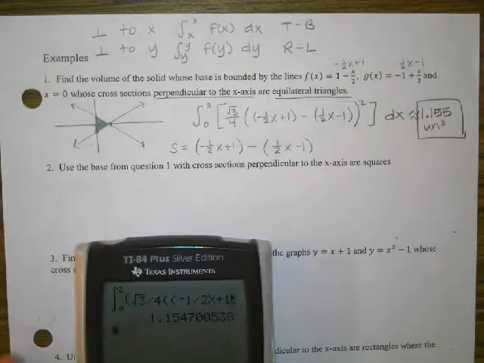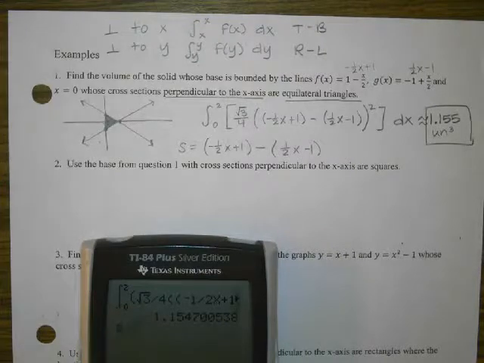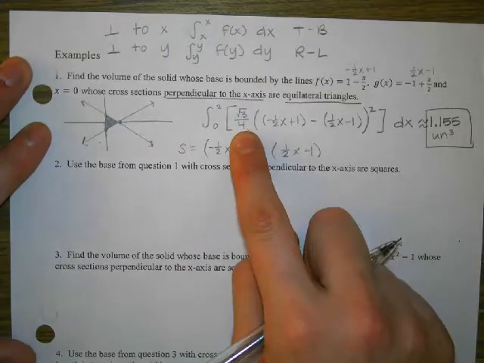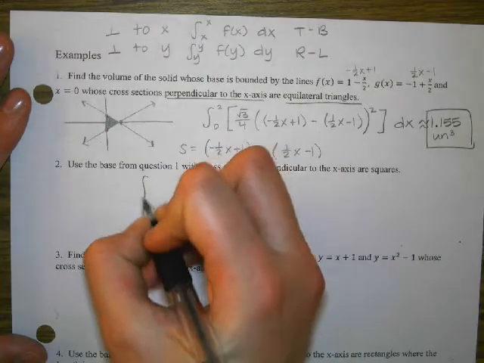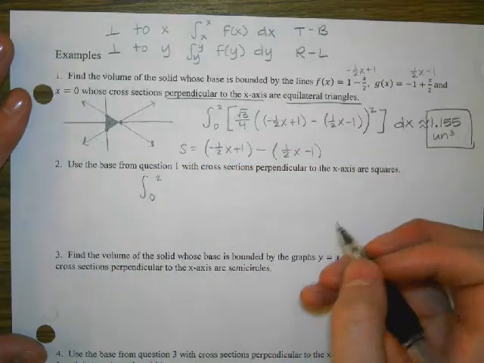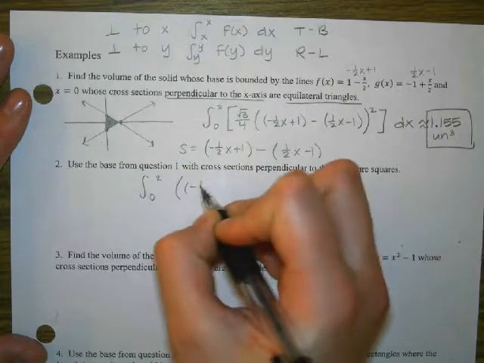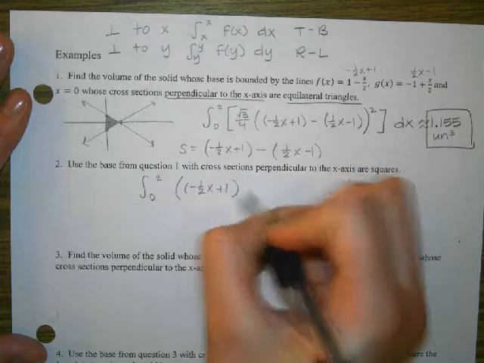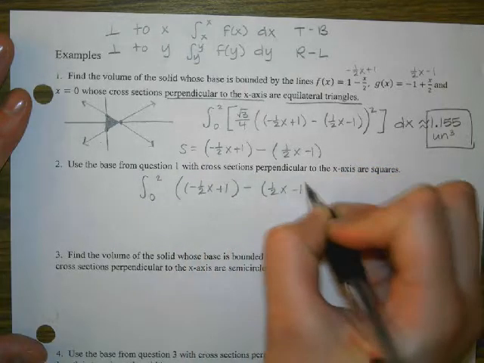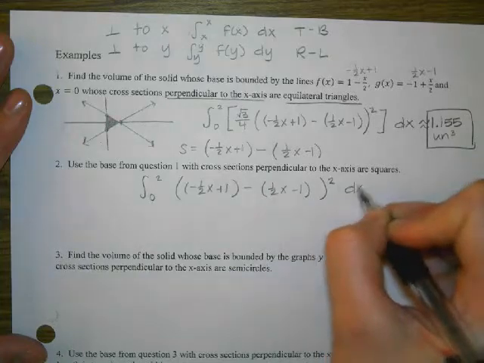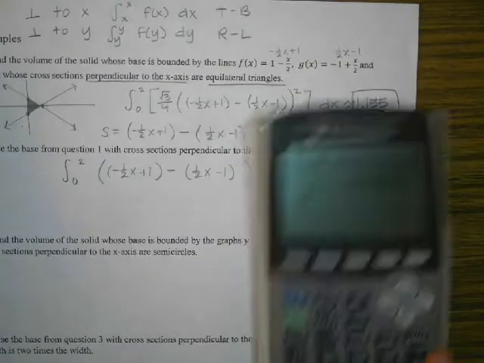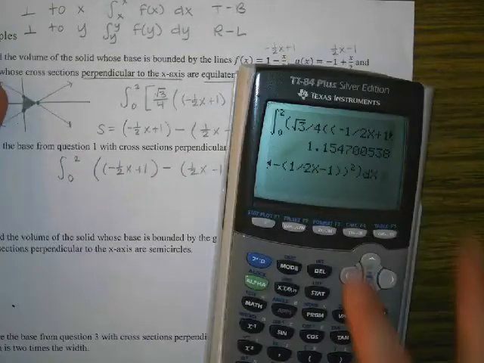Okay. Now this says we're using the same base, right? Using the same base with cross sections perpendicular to the x-axis. We're setting it up the same. And this time the cross sections are squares. How does that change what we just did? Yeah, you take out the fraction in the front. The root 3 over 4 is not there anymore. So when we have a base that's a square, then our formula is just s squared. So we're just going to have the negative 1/2 x plus 1 minus 1/2 x minus 1 squared. And that's all we have. So if you want to be tricky, just get this back up here and delete that fraction in the front.